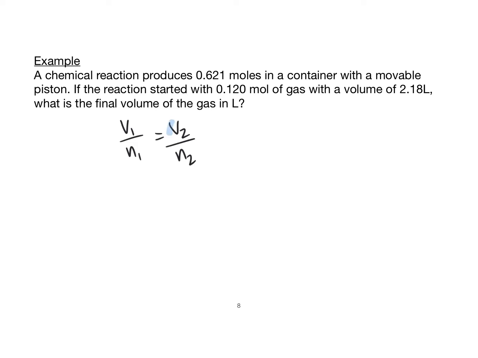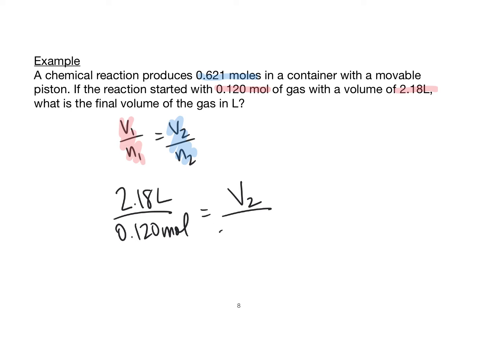And I'm going to color this 2 and this 1. So that 0.621 moles is our final moles, and we start with 0.120 moles and 2.18 liters. So in this case, we're going to have 2.18 liters divided by 0.120 moles, and that gives you V2 divided by 0.621 moles. So at the end of this calculation, V2 is 11.3 liters.